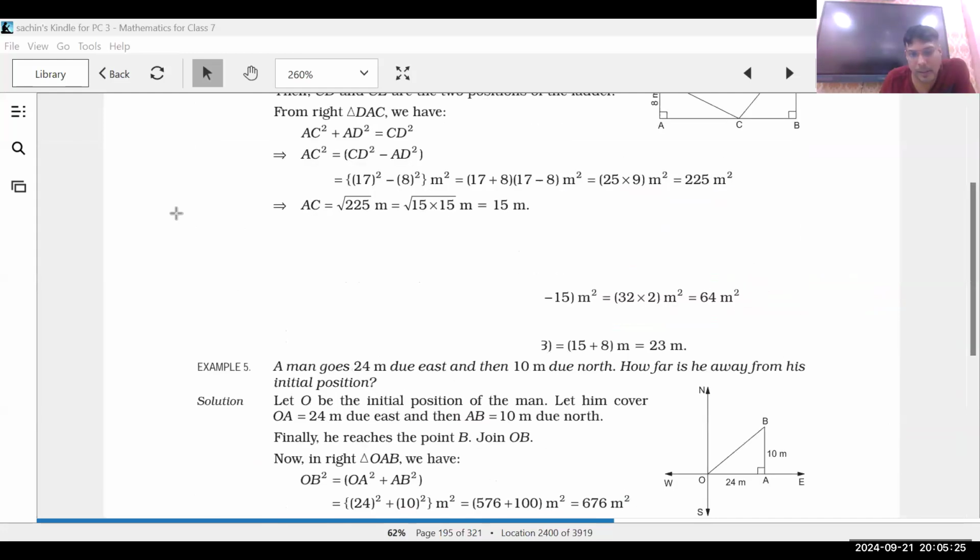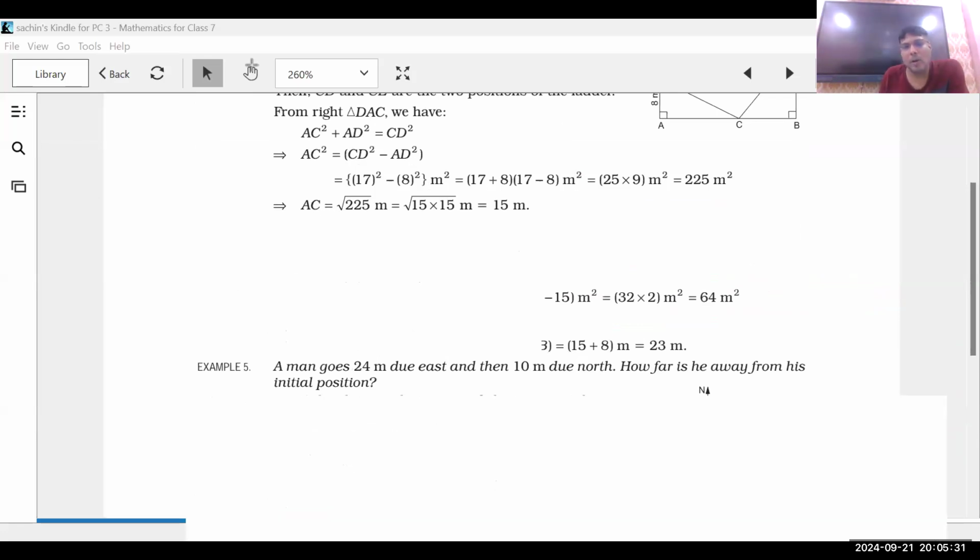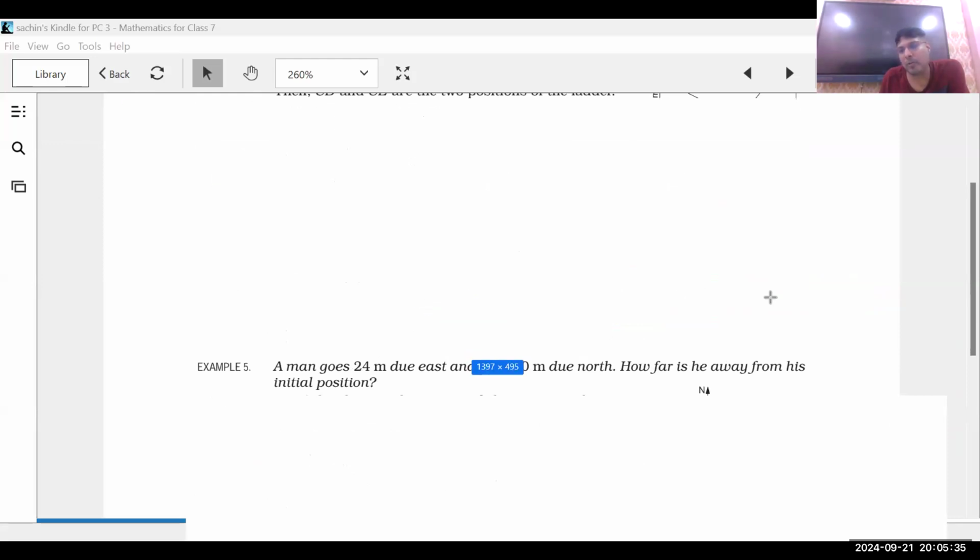Before that, we will do this one. Solve the 25th question. In the direction sense chapter in reasoning, a lot of questions will be based on this Pythagoras theorem. It's very important.